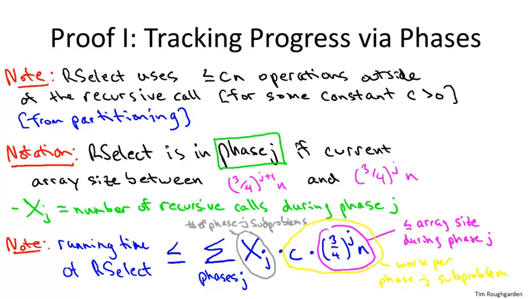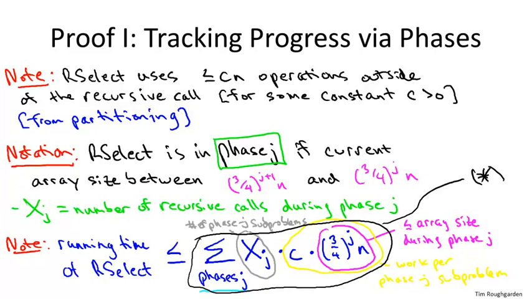We can upper bound the running time of our randomized algorithm very simply in terms of phases and the xj's, the number of subproblems that we have to endure during phase j. So this upper bound on our running time is important enough to give some notation. We'll call this star. This will be the starting point of our final derivation when we complete the proof of this theorem.